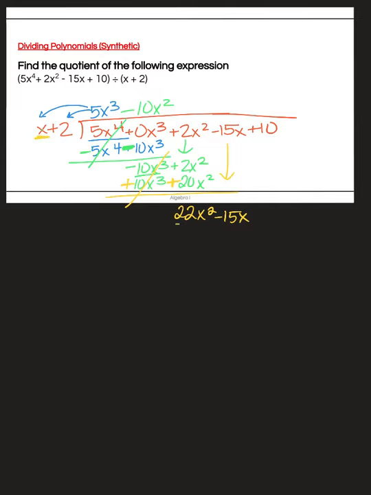So x times what is going to give me 22x squared? That's going to be a plus 22x. So 22x times x is 22x squared. And 22x times 2 is a positive 44x. Okay. Remember, I am changing my sign to represent subtraction. So this will be minus, and this will be minus. 22x squared minus 22x squared will cancel. Negative 15x minus 44x is going to be a negative 59x. And then I'm going to bring down my positive 10.